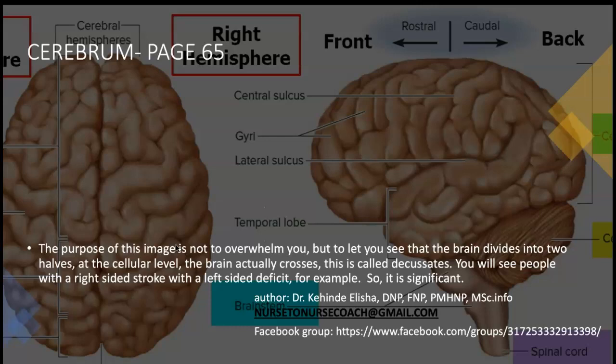Now we have the brain divided into 2. We have the right hemisphere and the left hemisphere. As simple as it is, it actually plays a major role, because as the brain goes down the tracts, it decussates. So sometimes the lesion that we see on the right does not manifest on the right, it manifests on the left, because there is a portion where the brain decussates.